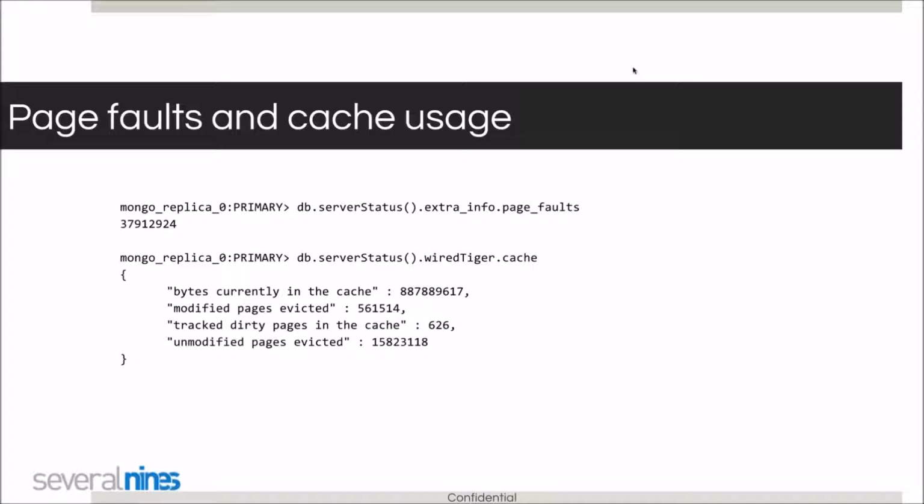We have the modified pages evicted and the unmodified pages evicted. So that's the eviction rate of data. If you have a lot of unmodified pages evicted, that means that you probably can cache data better by using an external cache, because, well, basically it's never going to be requested from MongoDB anyway. And if you have a lot of modified pages evicted, that means that you're modifying data a lot, but you're never reading it back. So you probably have a really high write load in MongoDB and never going to read it back.